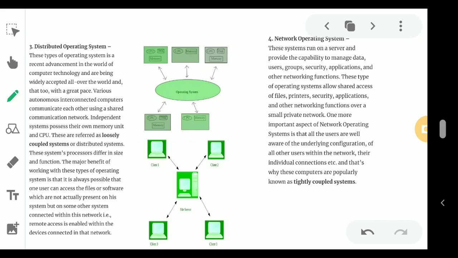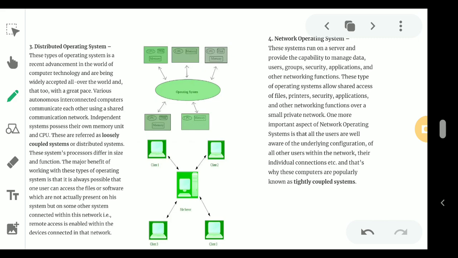AMOEBA is an example of this kind of operating system. This type of operating system is an advancement in this field. Various autonomous interconnected computers communicate with each other using a shared communication network. The independent systems possess their own memory unit and CPU. These are referred to as loosely coupled systems or distributed systems. These systems differ in size and functions.